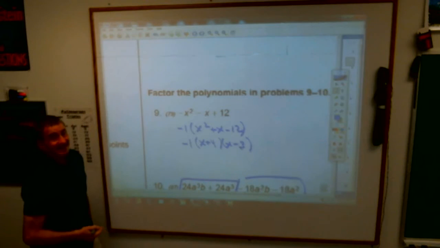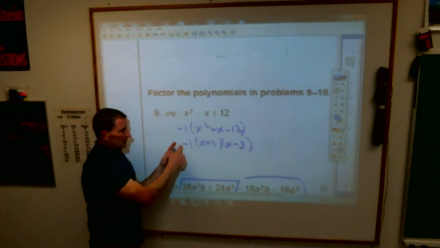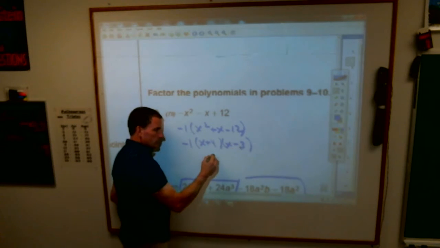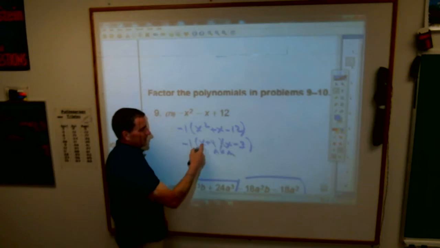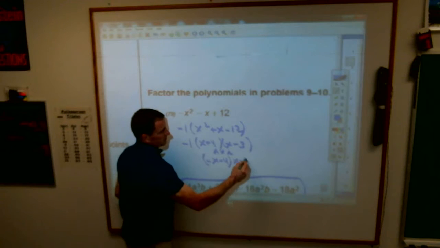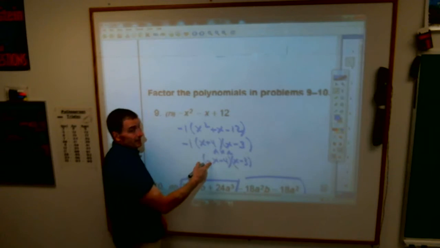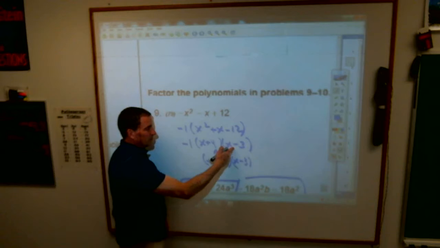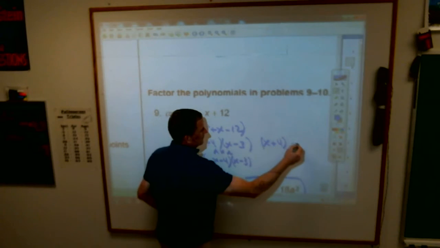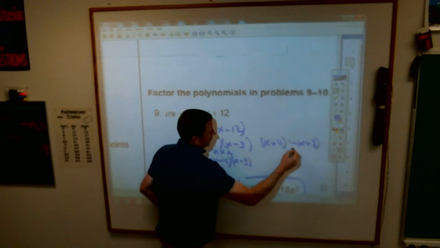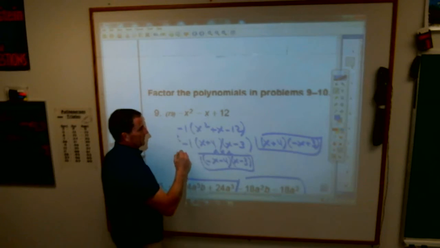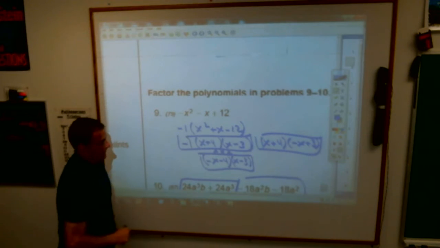Now, that is the exact same thing as if you took this negative into either one of those parentheses. So you could take a negative there and make it -x minus 4 times x minus 3. That would be the same exact thing. Or you could put the negative with the second parenthesis, get x plus 4, and then make this -x plus 3. All three of these really are the same thing.